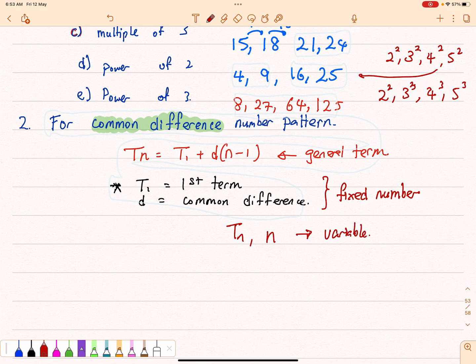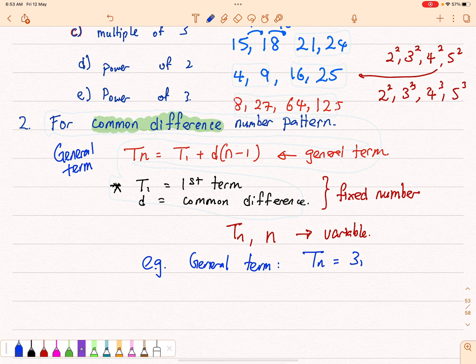All right, so in answers, let's write down some examples. So this is called a general term, so you may want to write down, this is called a general term. So example of general term, it could be Tn is equals to 3n plus 1, or for example, Tn could be 5n minus 2, something like that. Okay, so now let's take a look what exactly this is and how we can use this to answer some of the more troublesome questions in a very easy way.